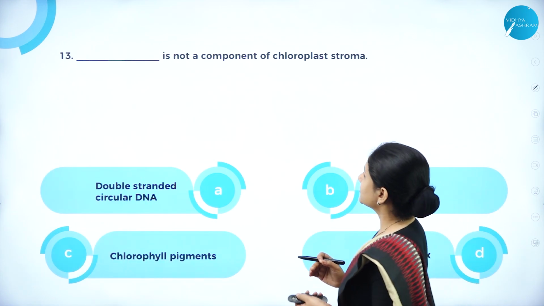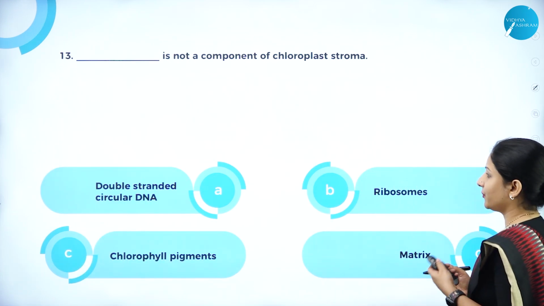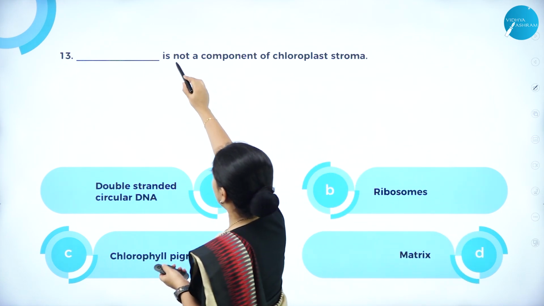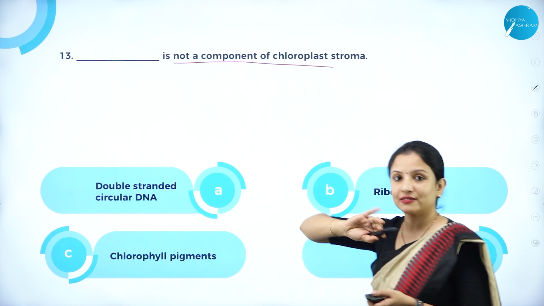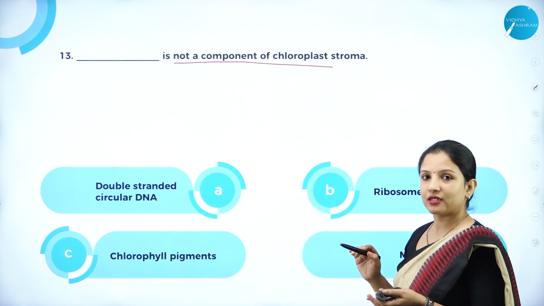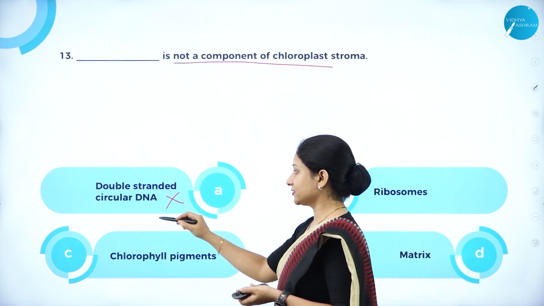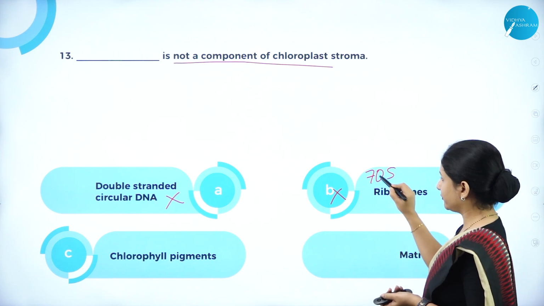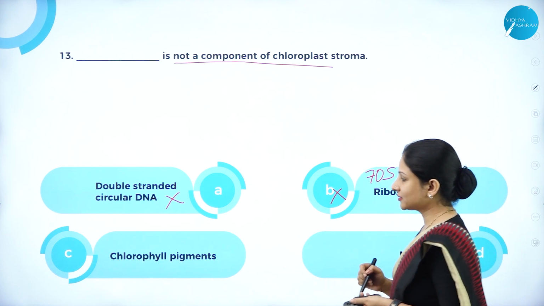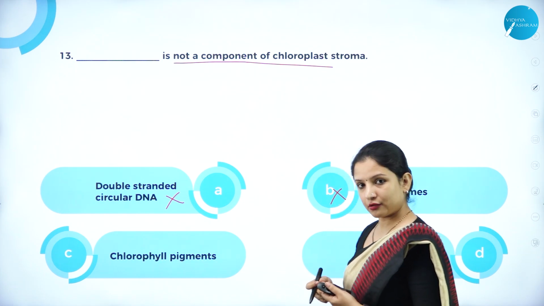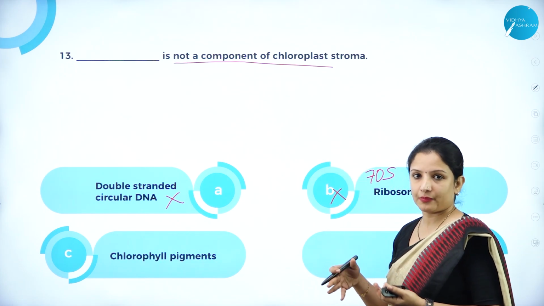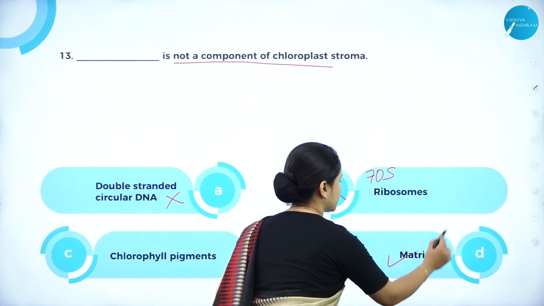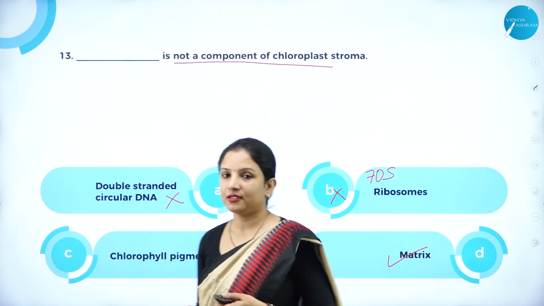Next question. Dash is not a component of chloroplast stroma. Double-stranded circular DNA. Read the question properly. I am asking which is not a component of chloroplast. It doesn't belong to chloroplast. Double-stranded circular DNA is there in the stroma of the chloroplast. Ribosomes are also there. Which one? 70S ribosomes are present in the chloroplast. Chlorophyll pigments are also there, especially in the thylakoid. Matrix is not there. Matrix is related to mitochondria. So option D is the right answer here, matrix.